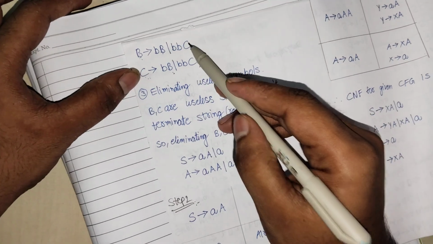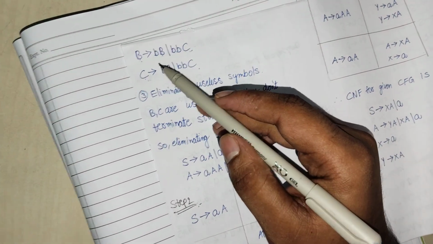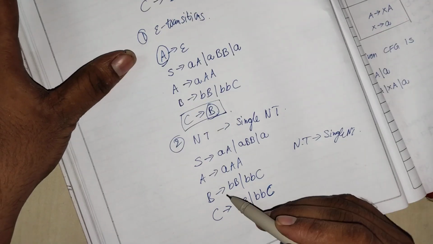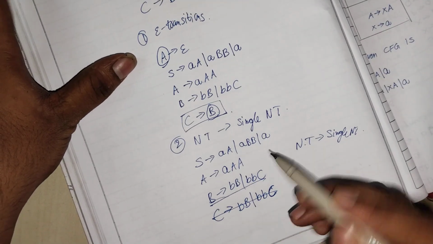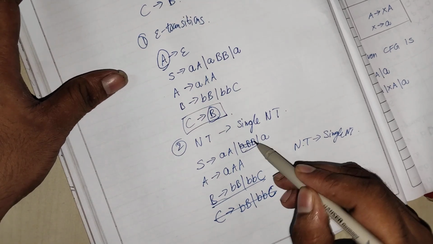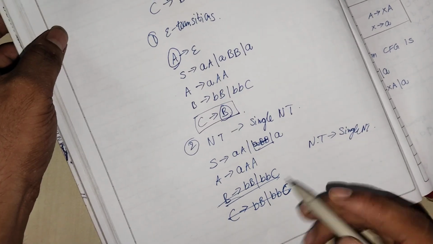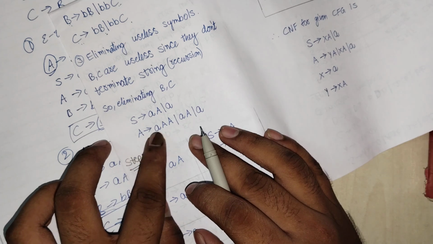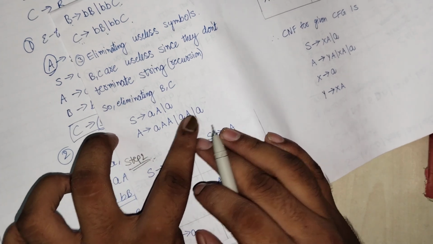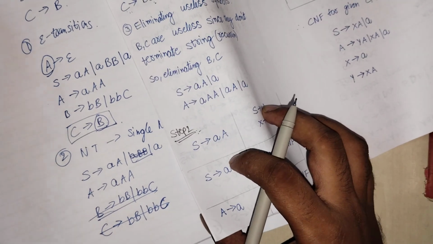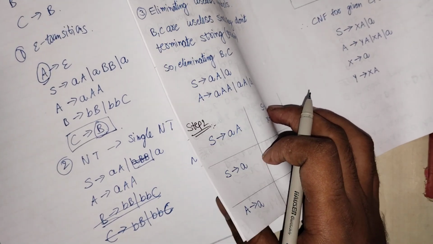So you will be eliminating these two, since they are useless, and all the productions including B and C. See, this is B and C, right? B and C were eliminated, and all the productions including B and C. This production includes B, so it will be eliminated. So the only productions remaining are S tends to A, and A tends to a, and A tends to a A. Okay, fine. So this is the only thing remaining.